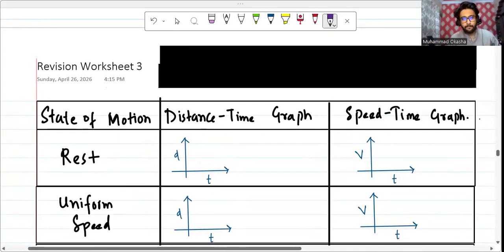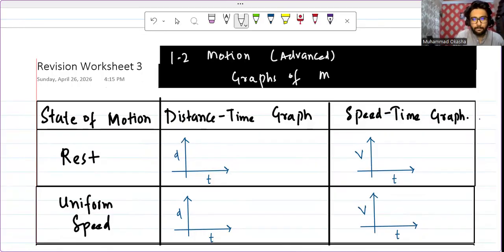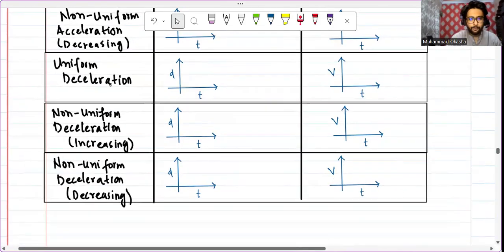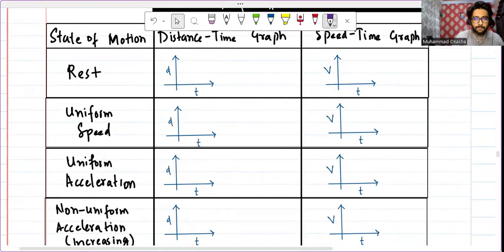Okay, in this video we're reviewing one section, topic 1.2, which is motion, but we will be reviewing it in a bit advanced version, and basically we'll be focusing on graphs of motion. There are a few graphs that need to be on your fingertips.